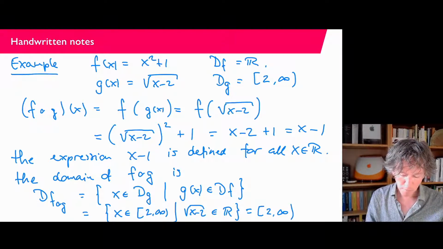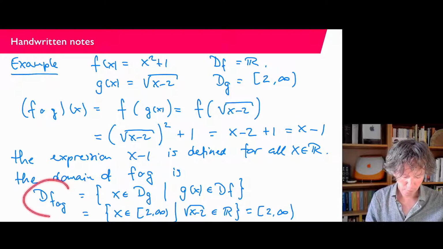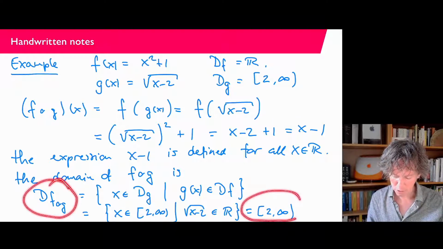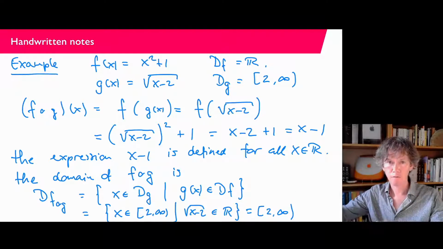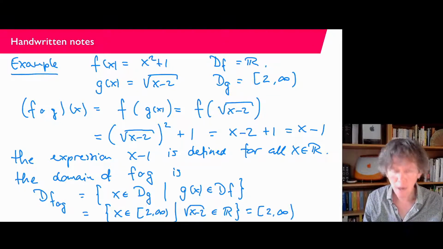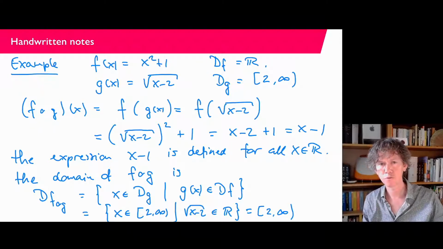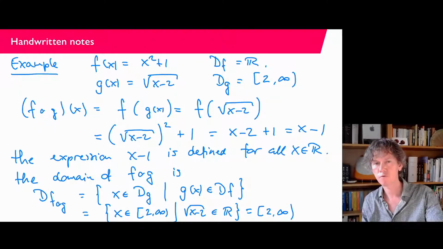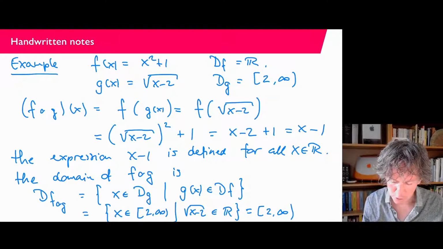So even though the expression can be computed for any x, the domain of the function is smaller, it is this collection, because you need to do first g, then f, those two steps. One more thing. I now spoke about f after g. So first we do g of x and then we compute f of g of x. You can also do it the other way around. So let's do that for this example.